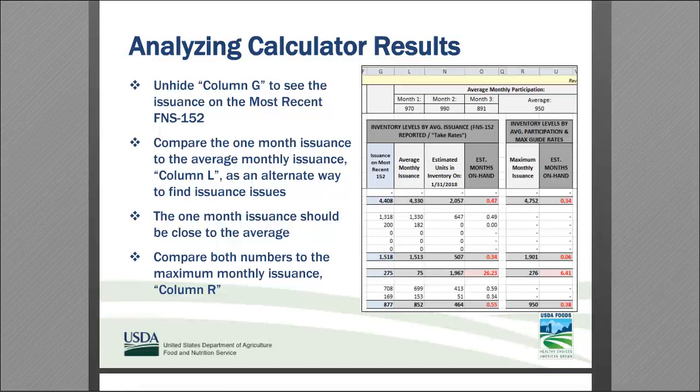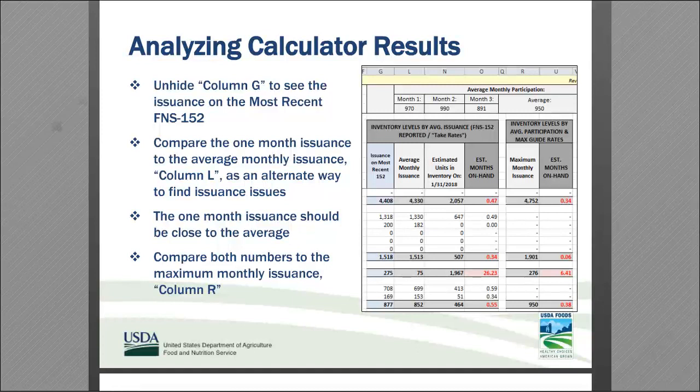You can also compare both of these numbers to the maximum monthly issuance in column R. If both are much lower than the maximum monthly issuance, then the category has very low issuance, which could be due to an inventory issue or participant preference.